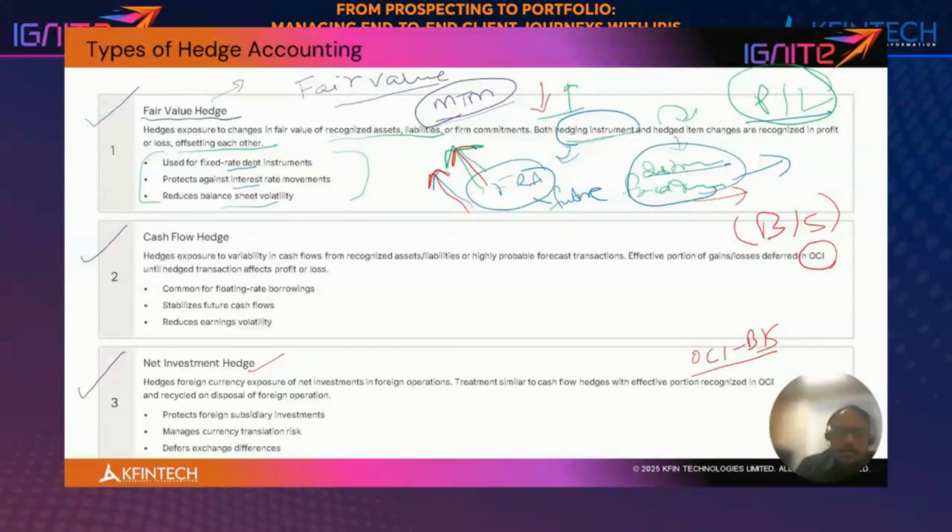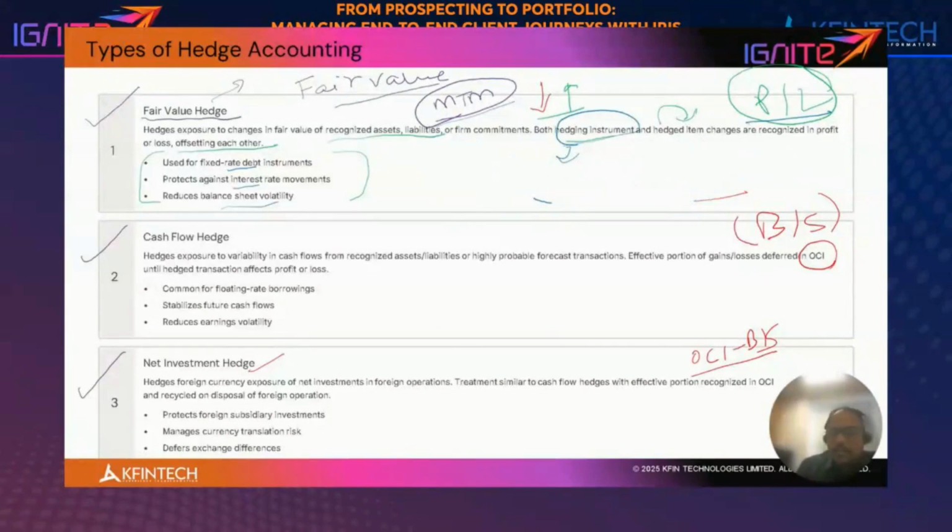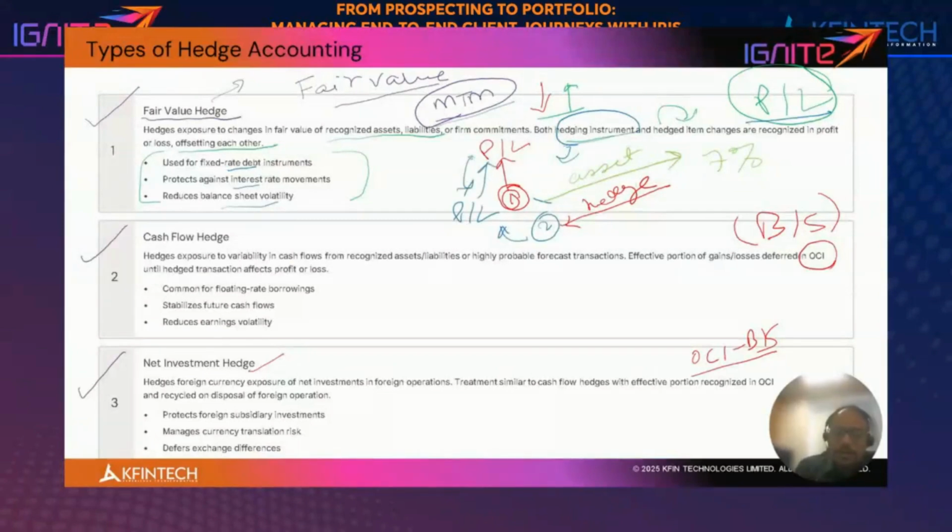Let's understand again. If I am hedging a fixed income bond at say 7%, this is my asset. And suppose I'm hedging it, that means I'm taking an opposite position, the hedge. If I'm recognizing the gains and losses of one in P&L and the gains and losses of the hedge again in the P&L, they will offset each other, because the gain of one party is the loss for another transaction, because they are in opposite directions. So it reduces the balance sheet volatility because it gets offset.